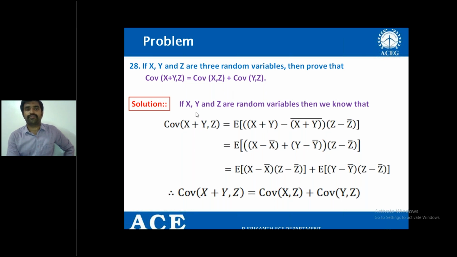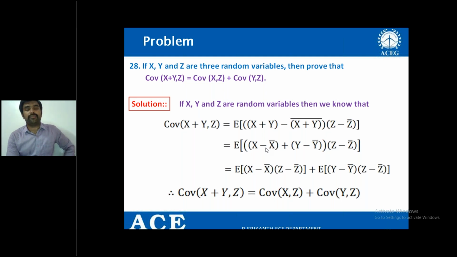How do you prove this? First, let us take the formula. As per the formula of covariance, the covariance of x plus y, z is equal to, here in the place of x we have x plus y, therefore I am substituting x plus y in the place of x. That is, the expectation of x plus y minus x plus y bar, into z minus z bar, right?